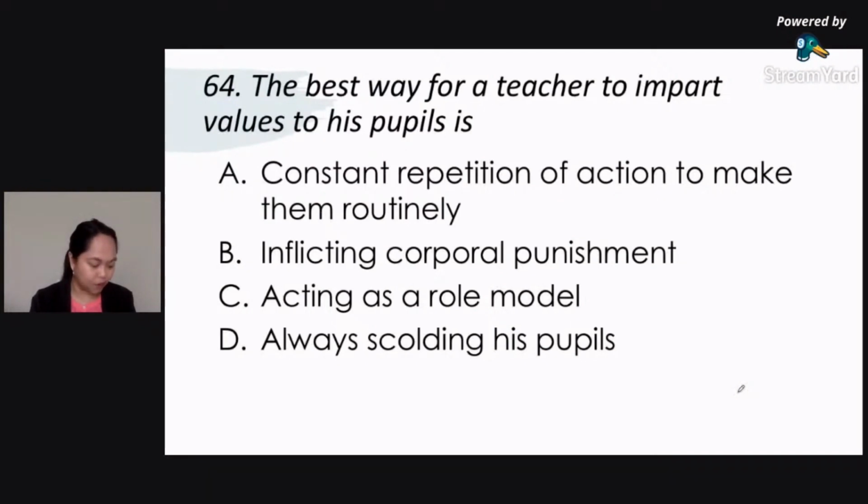Okay, number 64, very easy. It's letter C, acting as a model or as a role model, okay? So again, we say values are caught, not taught. So kahit na anong sabi mo sa mga estudyante mo, kung hindi mo naman ginagawa, sarili mo mismo, hindi din nila gagawin, okay? So acting as a role model is very important.